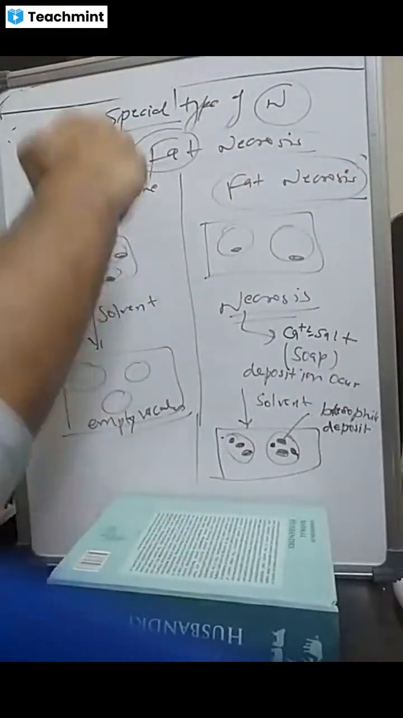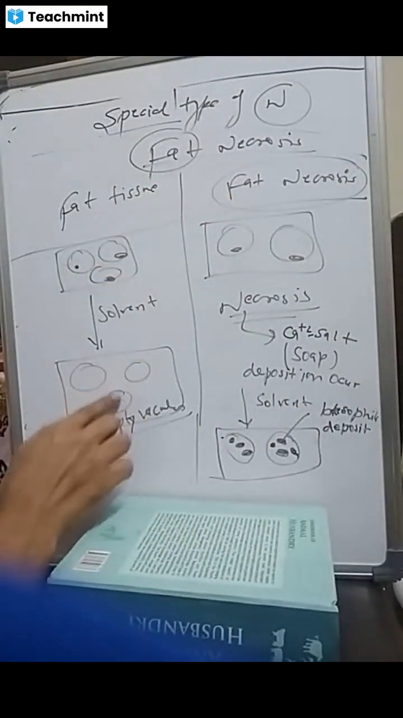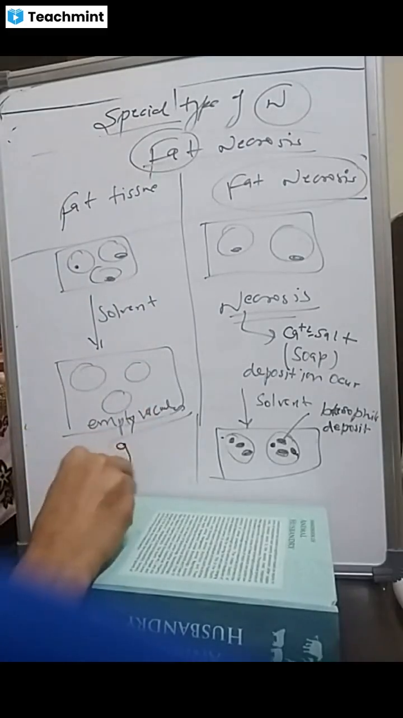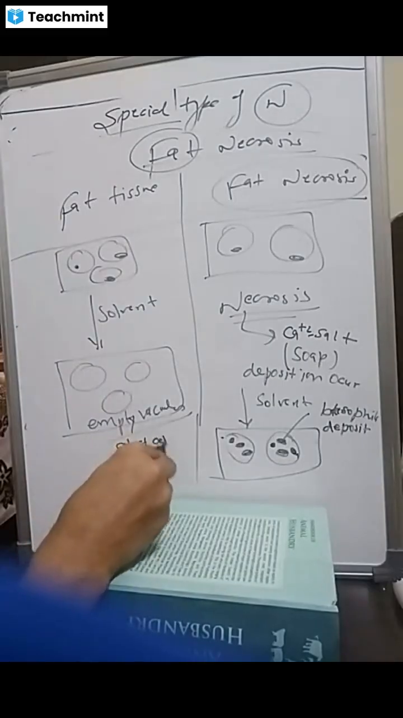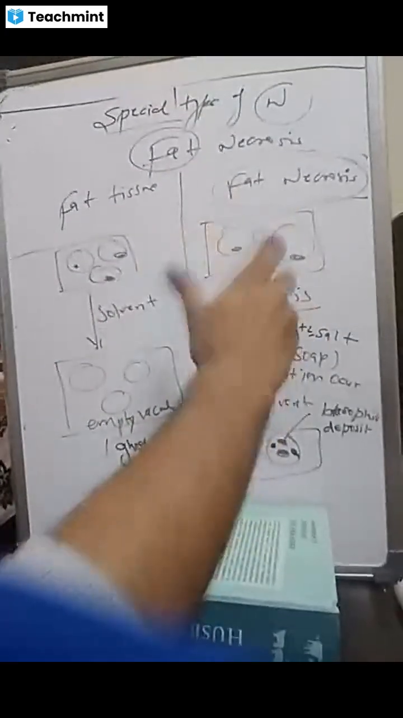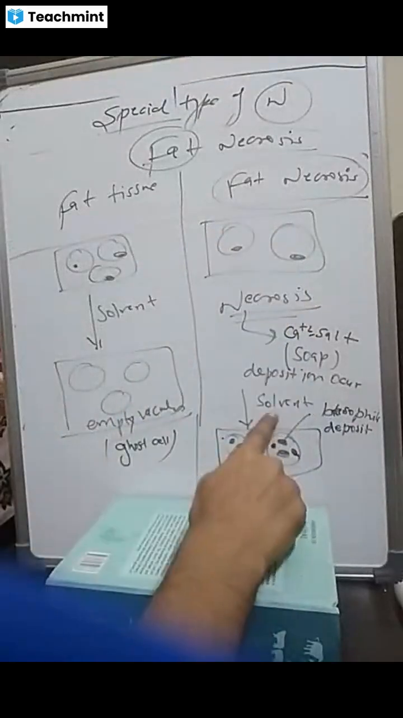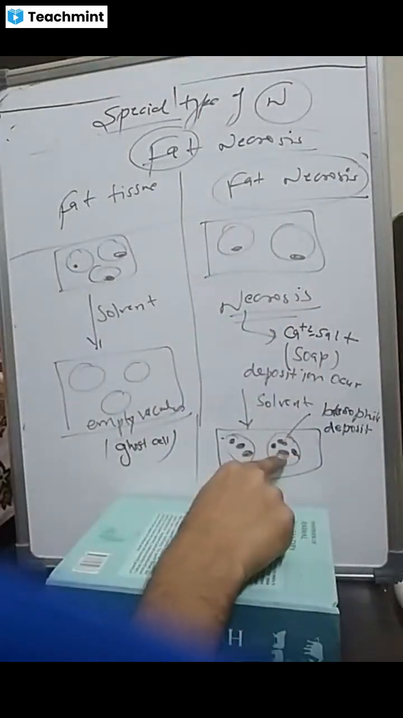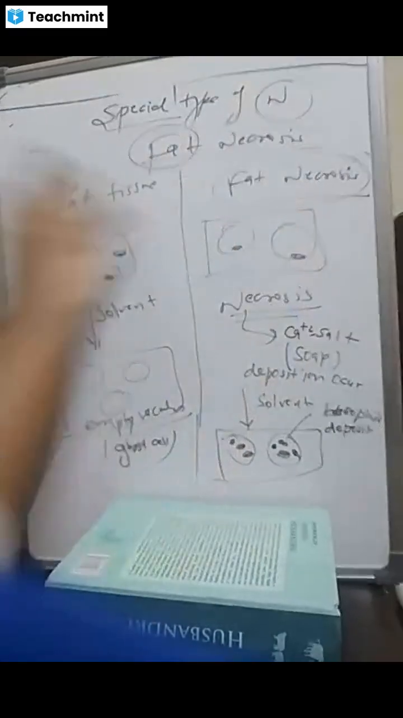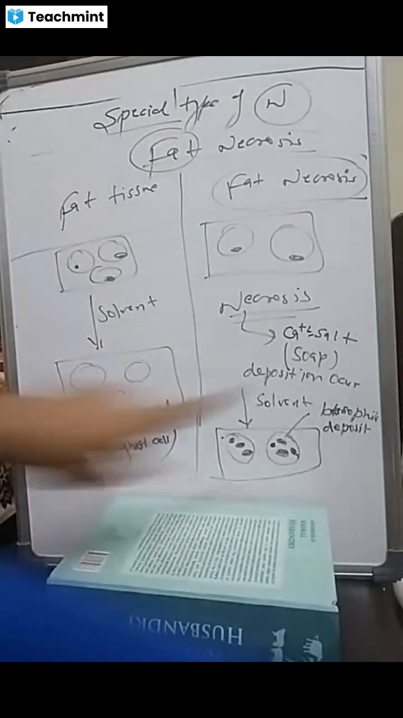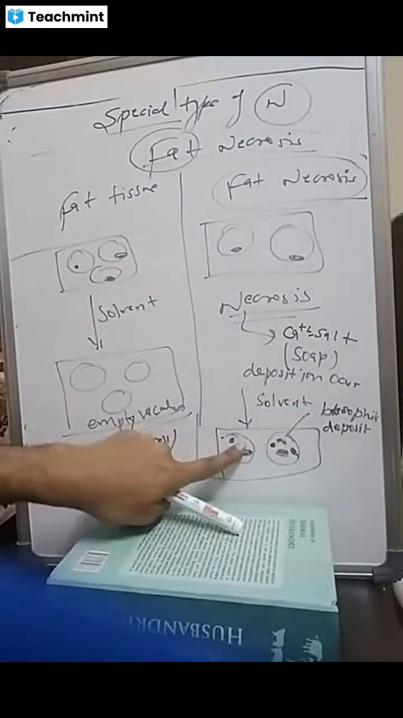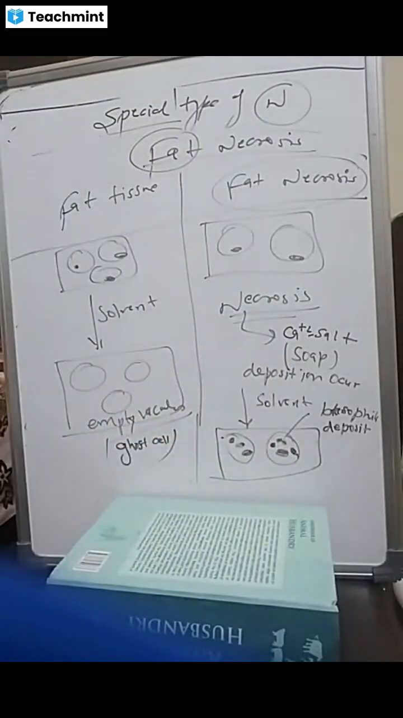Where normal cell, if you pass through the solvent, will clear the fat and empty vacuoles are there, or we also call them ghost cells. But in fat necrosis, after solvent passing in histopathology, you will find some deposit instead of empty vacuole. So we'll see what is fat necrosis and how this soap deposit, saponification, this calcium salt, can deposit inside the adipocyte. Why it is not in the normal cell.